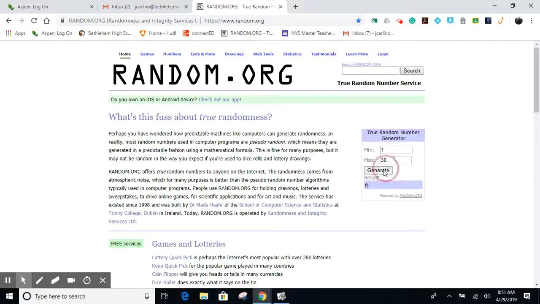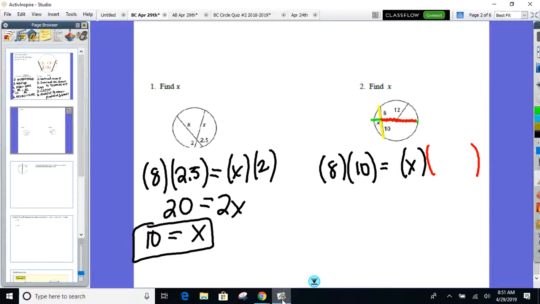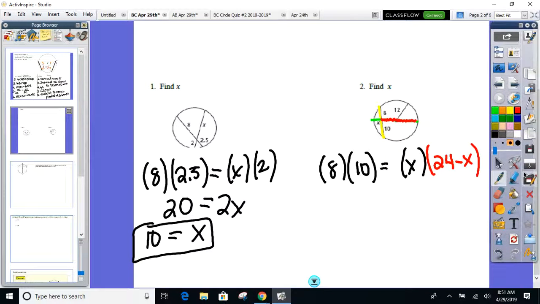What can I call the other part then? 24 minus X. Everyone see where that's coming from? Radius is 12. Diameter's got to be 24. If you're going to tell me one part of it's X, the other part's got to be 24 minus X. And yes, I'm sure some of you may know what's coming up, but let's get going. I got 80 equals 24x minus x squared. Oh boy.